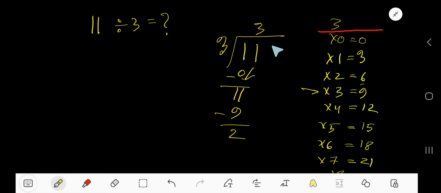But if you want to write your answer in decimal form, then put a decimal here, then add as many zeros as you want. Bring down the first 0. Before this 0 there is a decimal. The decimal must come into the quotient directly.